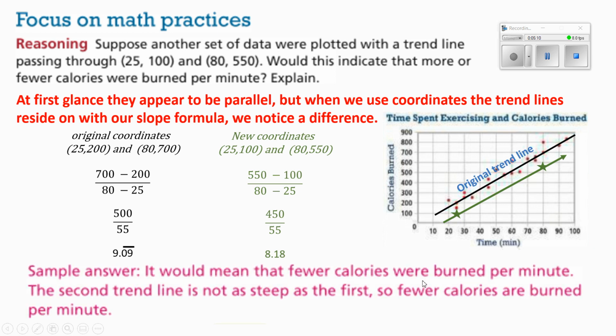This would mean that fewer calories were burned per minute. The second line is not as steep as the first line, so fewer calories are burned per minute. We know that the steepness is what matters when it comes to the calories being burned. And we can see the original coordinates, that original trend line is steeper than the second one.